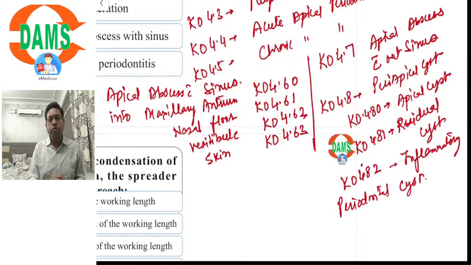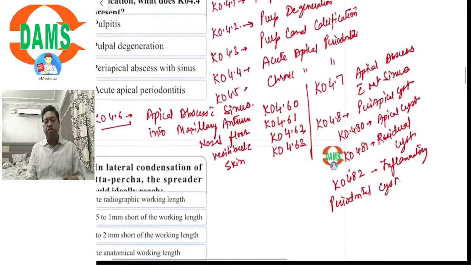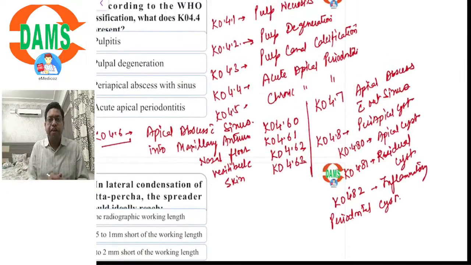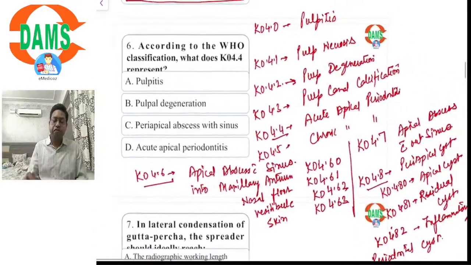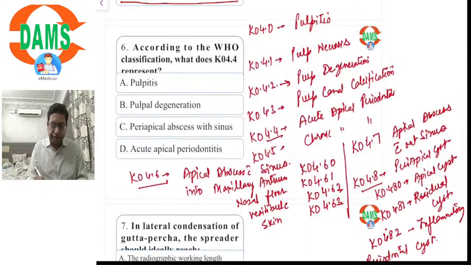So K04.0, 4.1, 4.2, and 4.3 are for the pulpal conditions: pulpitis, pulp necrosis, pulp degeneration, and pulp canal calcifications. And K04.4 to 4.8 are for periapical pathologies. The question is asking about K04.4, so it would be acute apical periodontitis. Option D would be the answer.